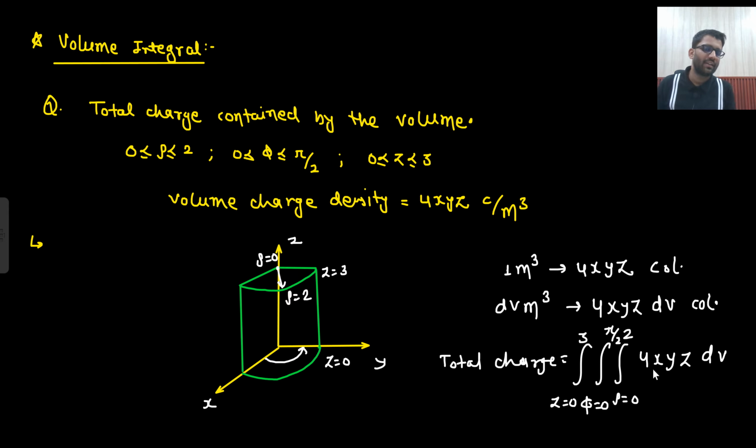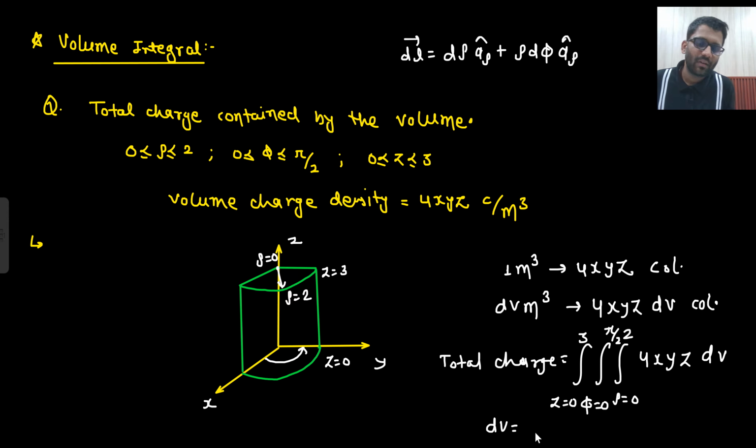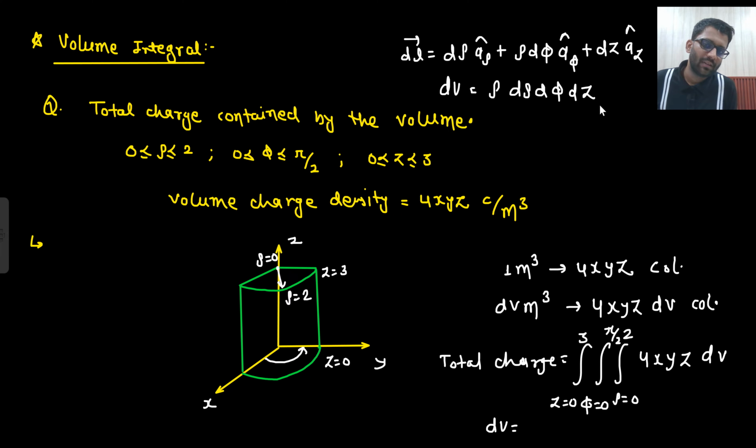But what is the catch here? This is in xyz. Can I change it? Yes, very easy. What will be your dV? First tell me, what will be your dV? Do you remember how we write down dV? First we will write down dl. That will be d rho a rho cap plus rho d phi a phi cap plus dz az cap. So what will be your dV? Simply the multiplication of all. So rho d rho d phi dz. So this is how we write down dV.